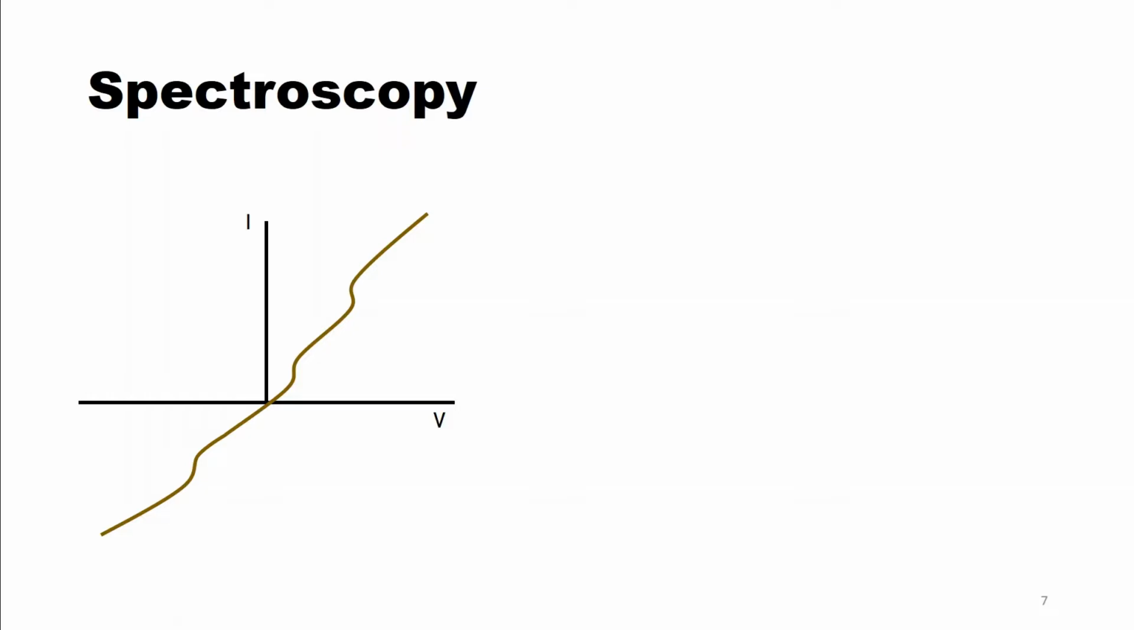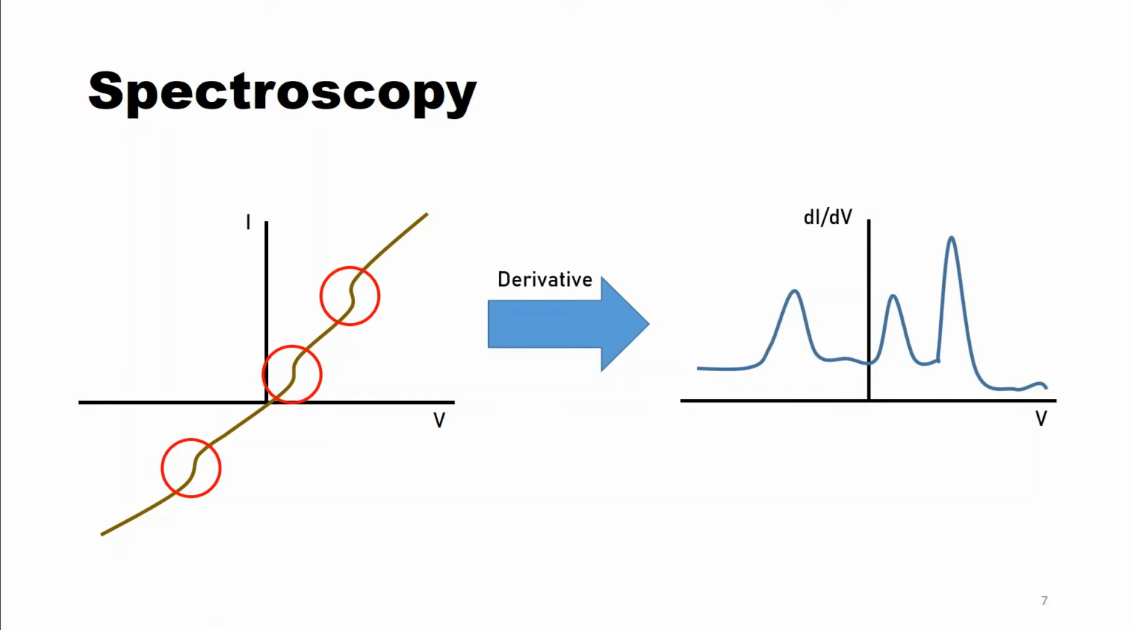However, we also see these little jumps in the curve. And that is where the electron density changes. It is difficult to see it in this figure, but if we take the derivative, we get a nice spectrum that contains information about the chemical identity of the atoms.